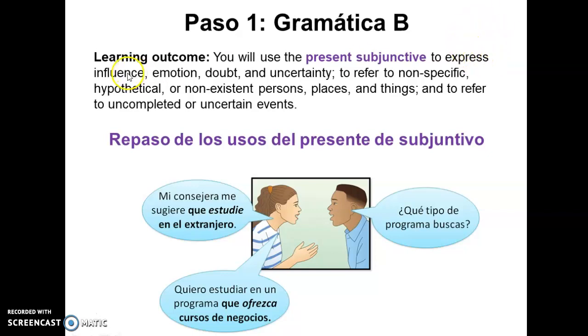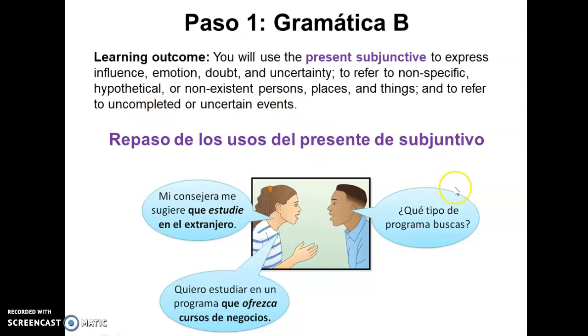And we know that we use the present subjunctive for many different situations. For example, to express influence. That's the one that we also use it for. To express emotion, doubts, and uncertainty. To refer to non-specific, hypothetical or non-existent persons, places, and things, or to refer to uncompleted or uncertain events.